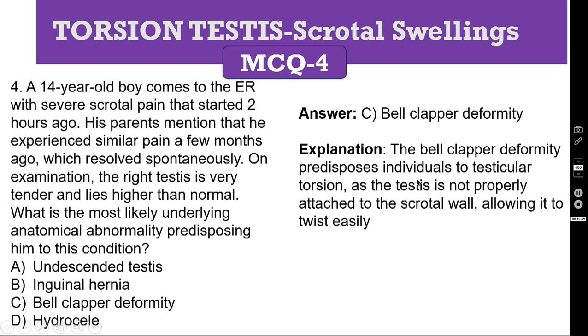The bell clapper deformity predisposes an individual to testicular torsion as the testis is not properly attached to the scrotal wall, allowing it to twist easily. In bell clapper deformity, the tunica vaginalis attachment will be higher on the spermatic cord, so the spermatic cord can get twisted intravaginally, that is inside the tunica vaginalis. That's why it's called intravaginal torsion of the testis. It's very common in adolescents, whereas extravaginal torsion of the testis is very common in neonates.